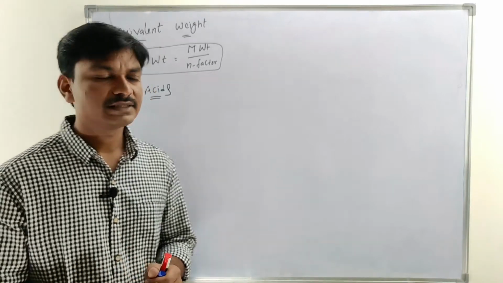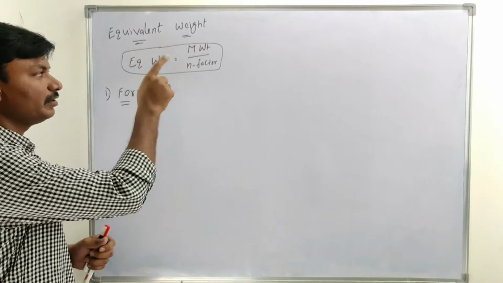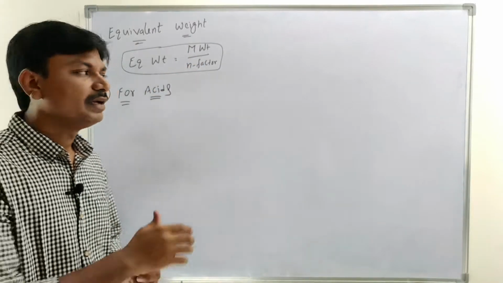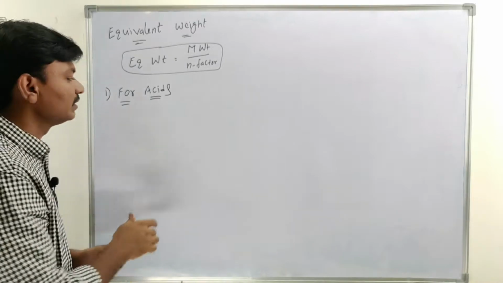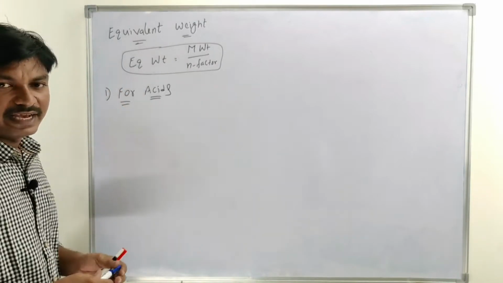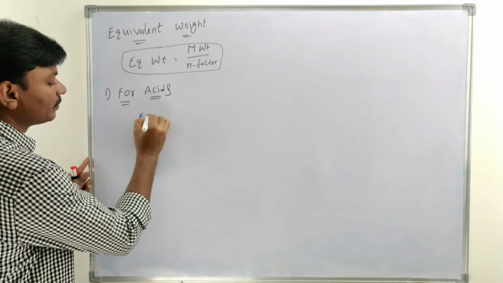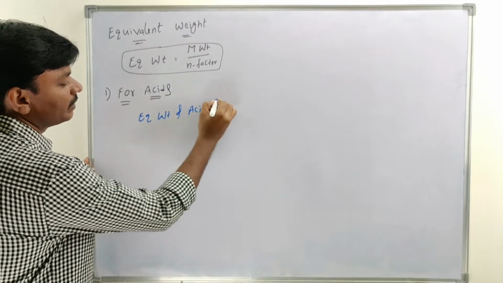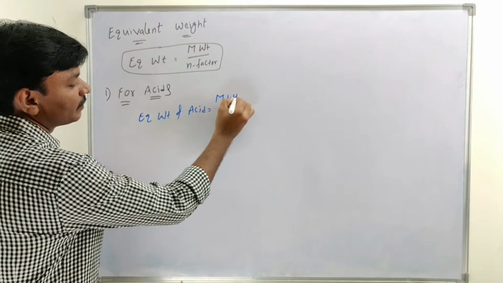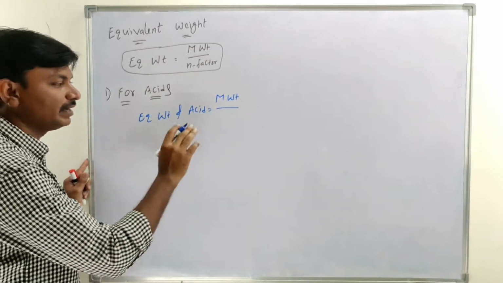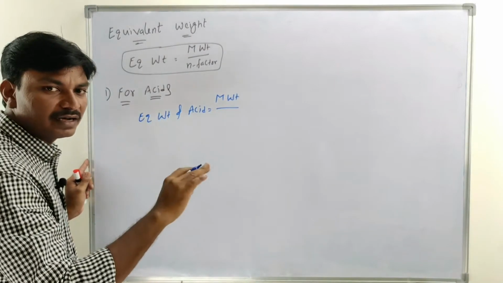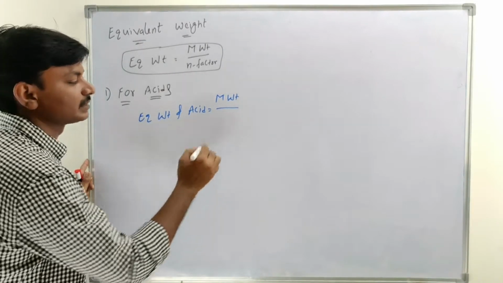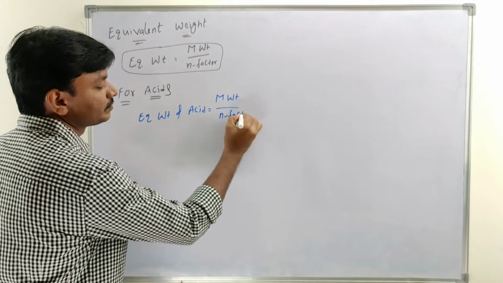reaction. Here, the equivalent weight of any component is equal to the molecular weight of the given component divided by the n factor value. That is, equivalent weight for acids: equivalent weight of acid equals molecular weight of the given acid divided by the n factor value, or basicity. Basicity means the releasing of H plus ions. Here it is the n factor.